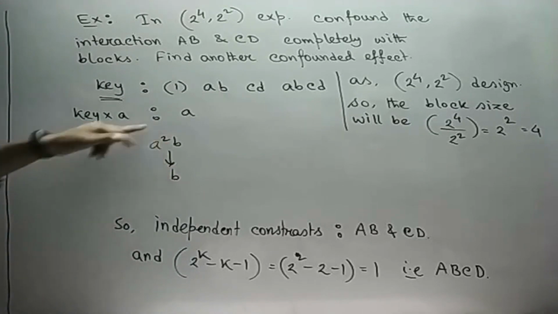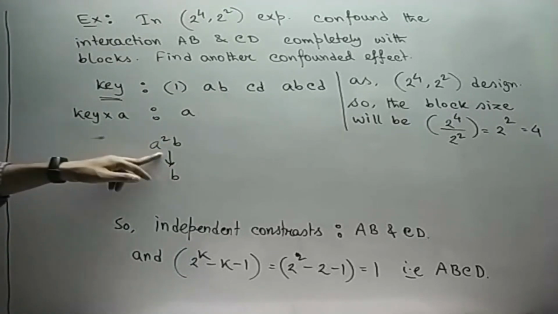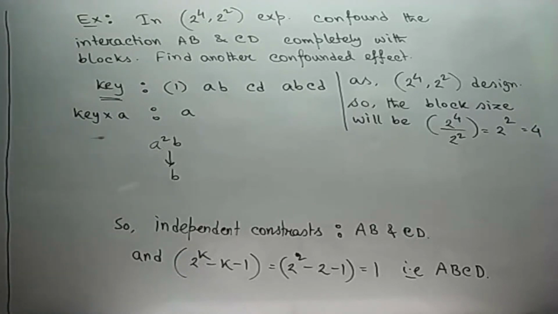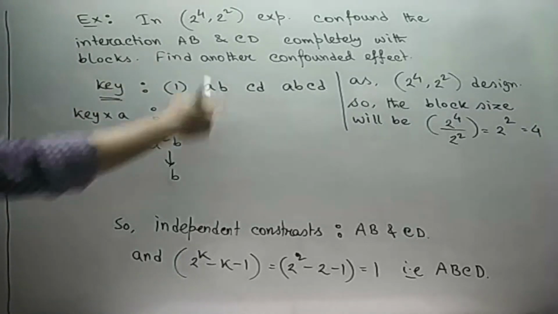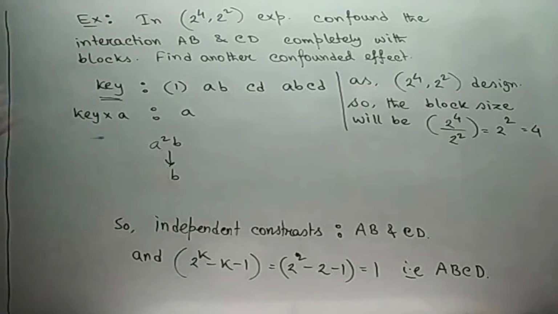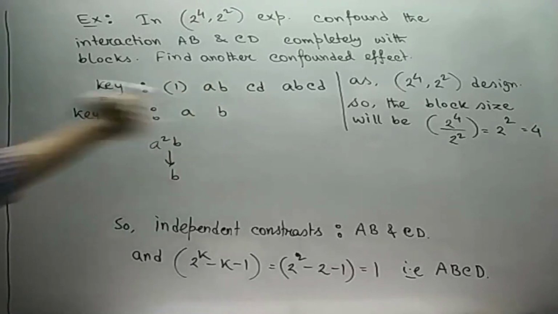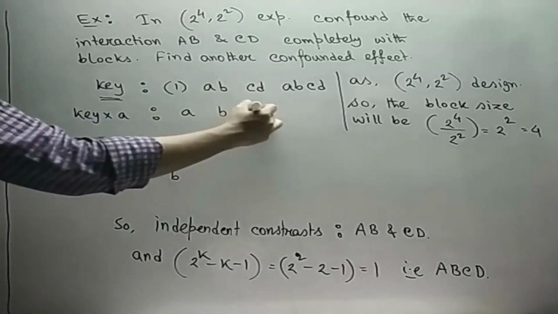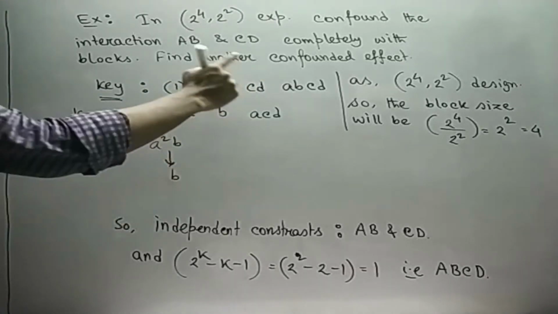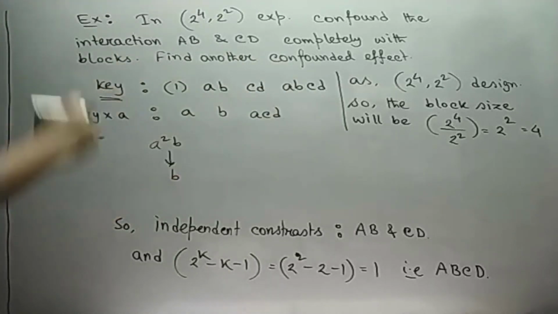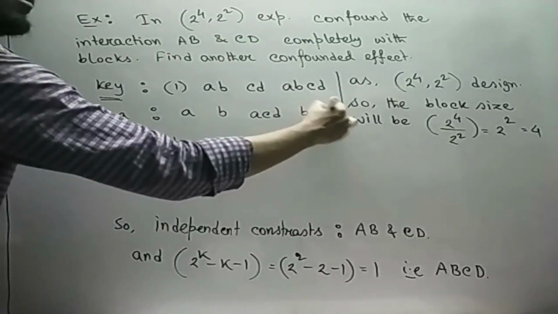So if the power is 2, then that corresponding letter will vanish. Okay, so if we multiply each and every member of the key block by A, so key into A, then we get A, then we get B, which is A square B, basically B. A into CD is basically ACD, and A into ABCD is basically A square BCD, but A square will vanish, so that's why BCD.